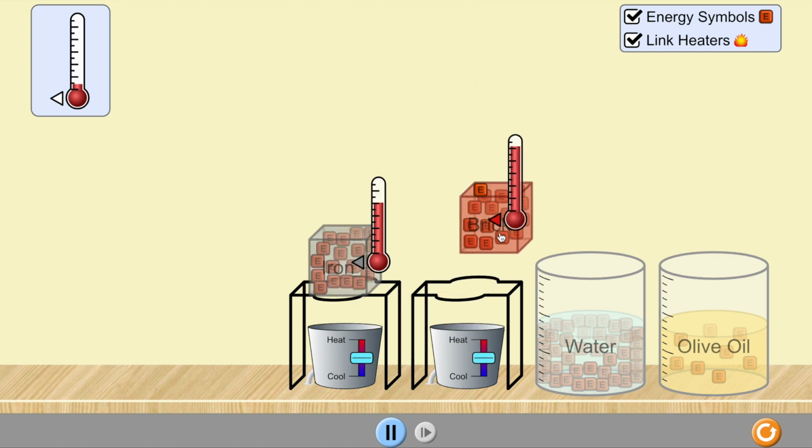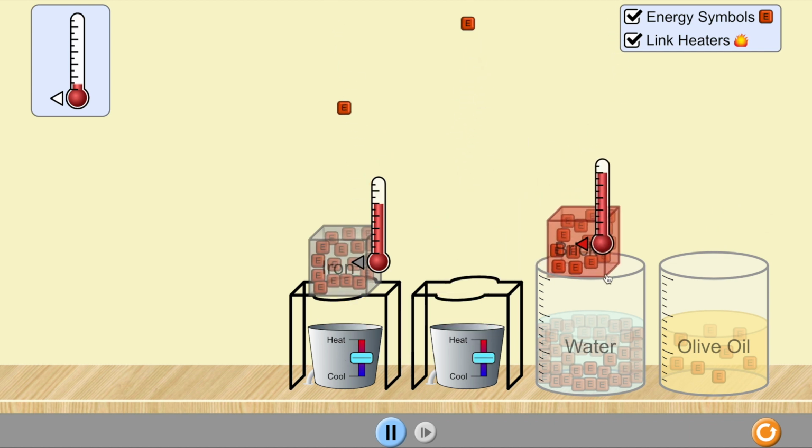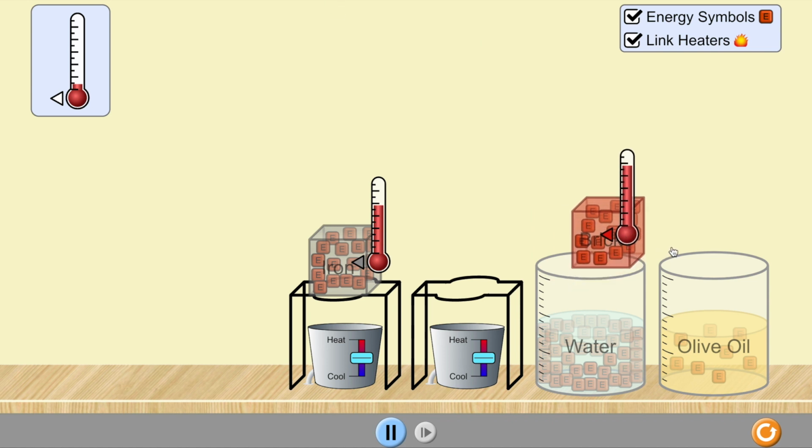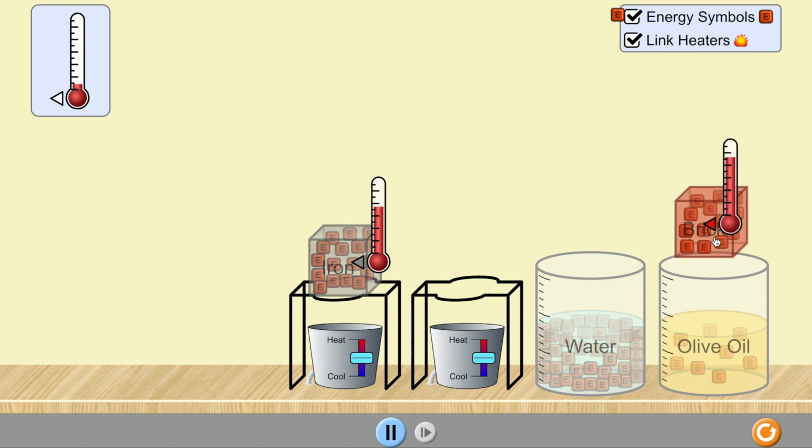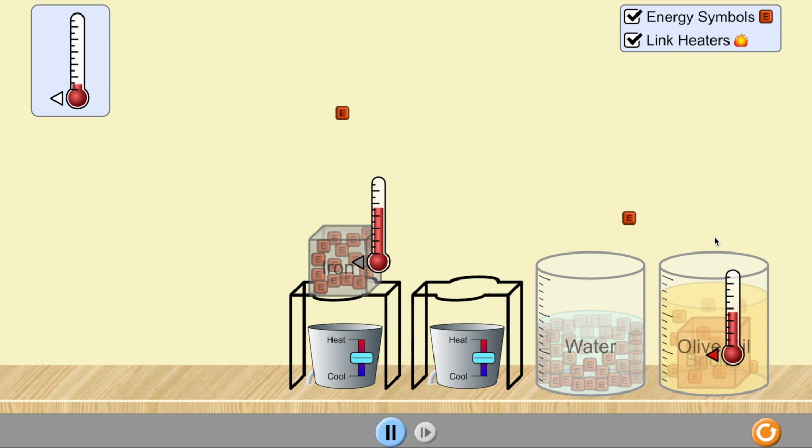If we put our brick in the olive oil, say, we can see the effects of the olive oil on the brick. You'll notice that the temperature rapidly goes down and that the energy is transferred from the brick to the olive oil, from the hot substance to the colder substance.